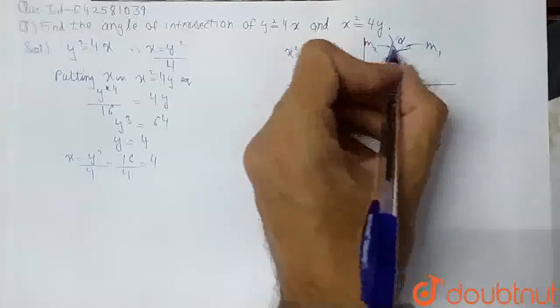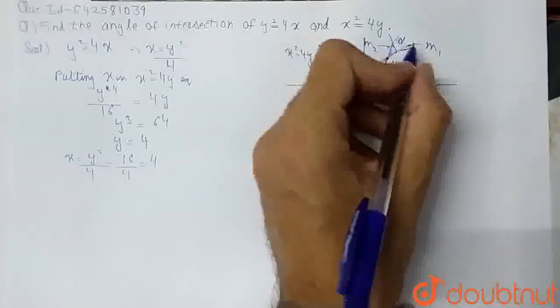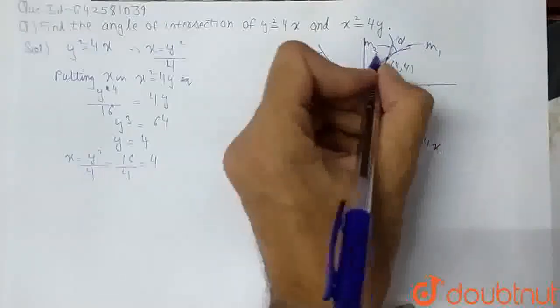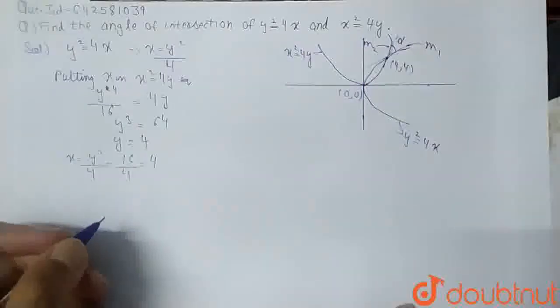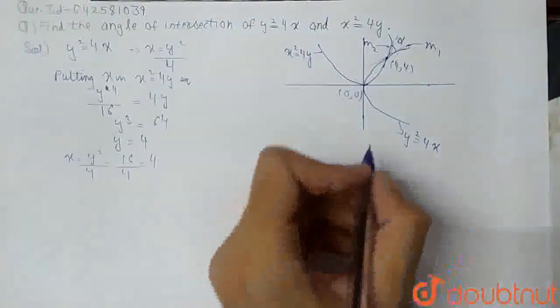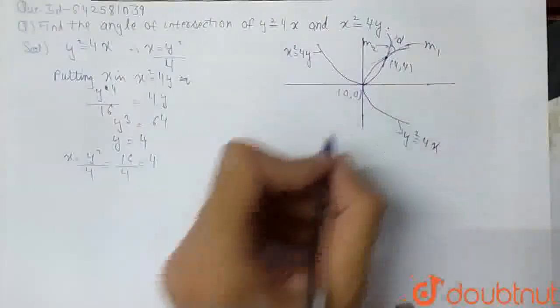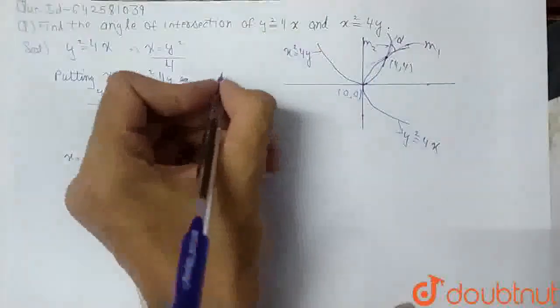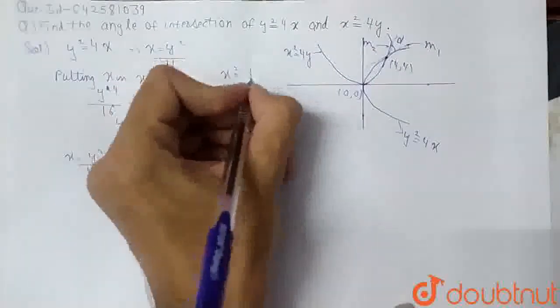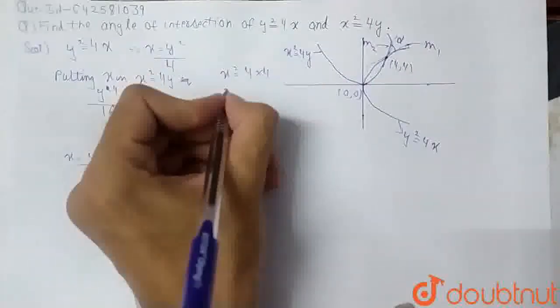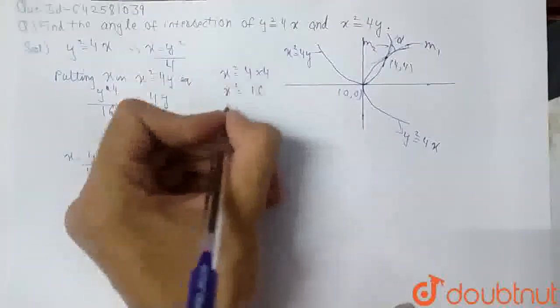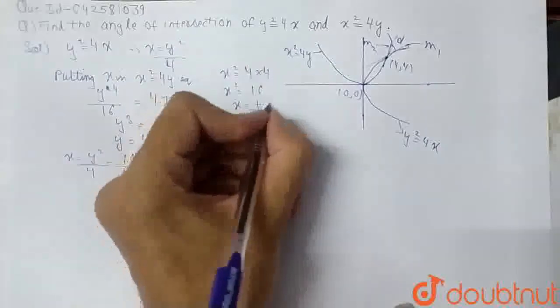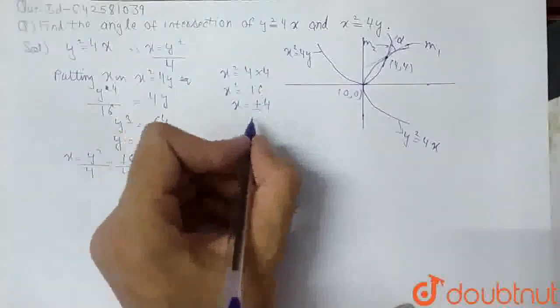So now we will find angle alpha by m1 and m2. First of all, we will find the value of m1 and m2 here. For this we know that x square is equal to 4 into 4, so x square is equal to 16 and x is equal to plus minus 4.